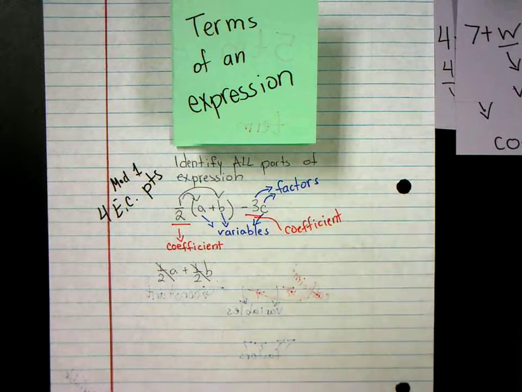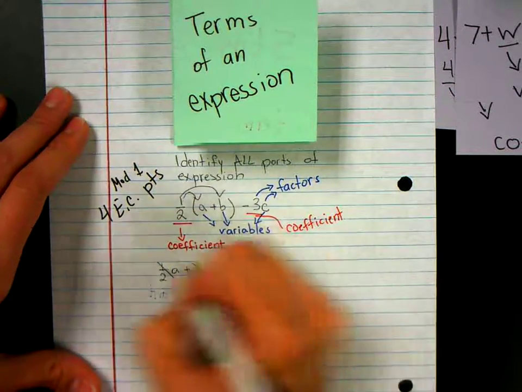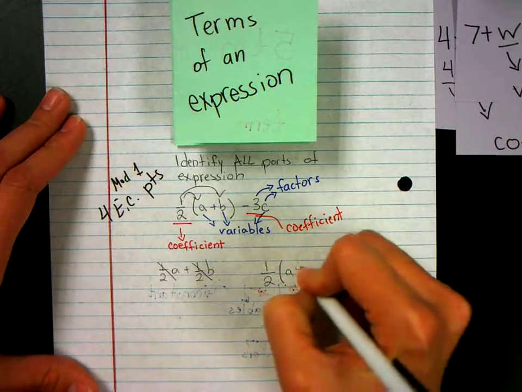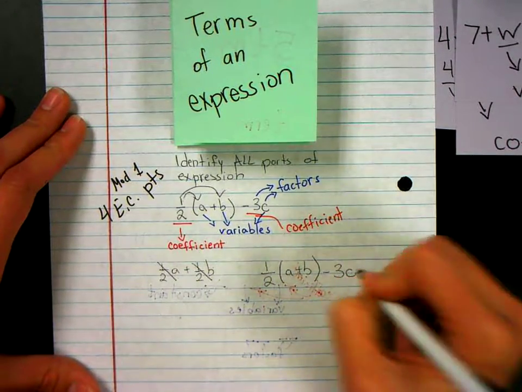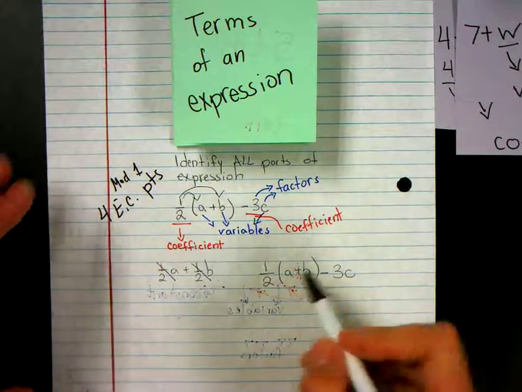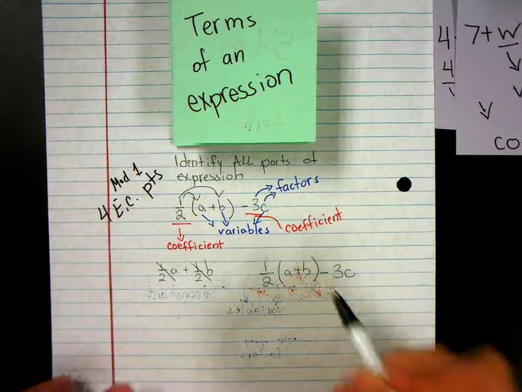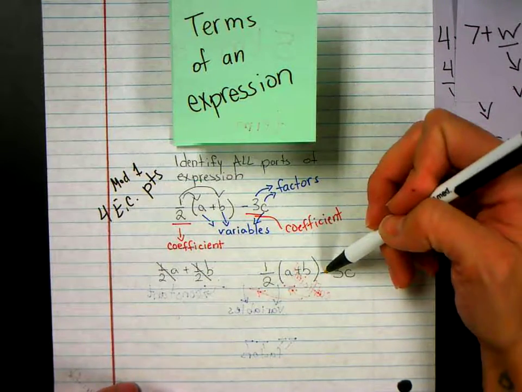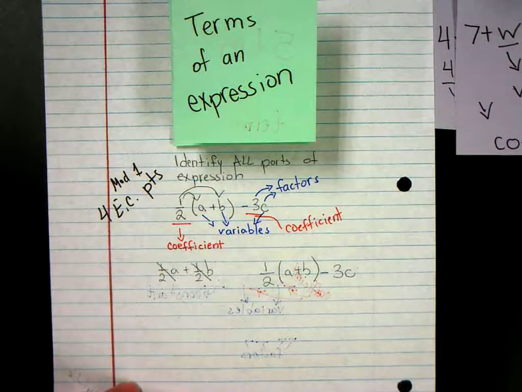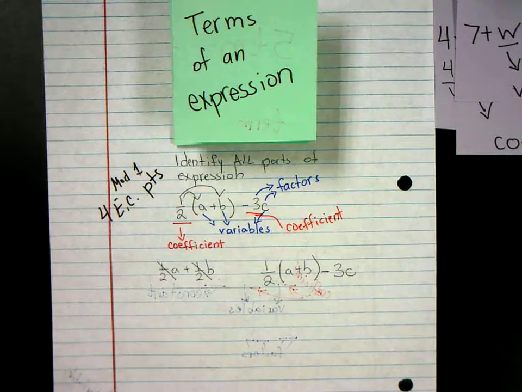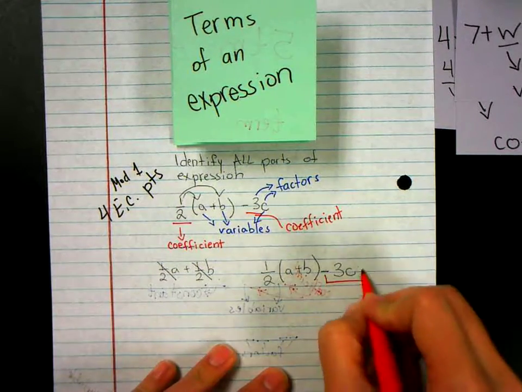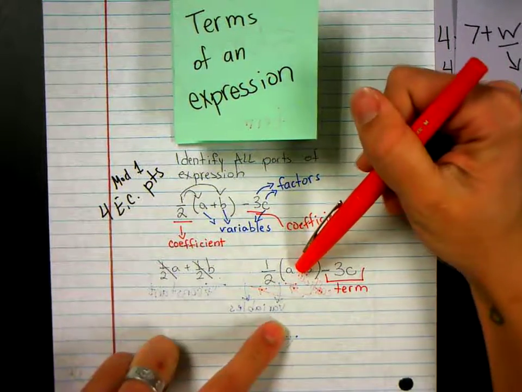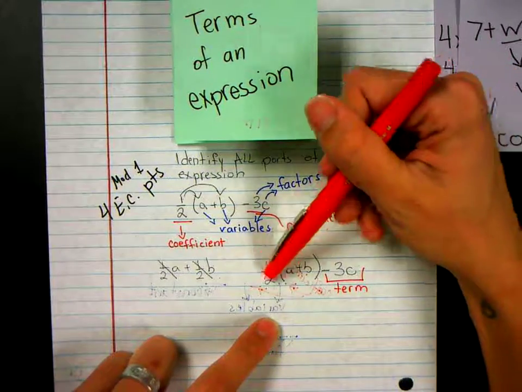All right, now let's talk about terms. Okay, I am going to rewrite this down here just so it's a little bit neater. So we have 1/2 (A plus B) minus 3C. Notice I have an addition sign and I have a subtraction sign here. So I'm thinking, yeah, I'm going to have a couple of terms. I can definitely say that when I look to the right of the subtraction sign, that 3C is going to be a term. So I do want to section that off because this is going to be a term.